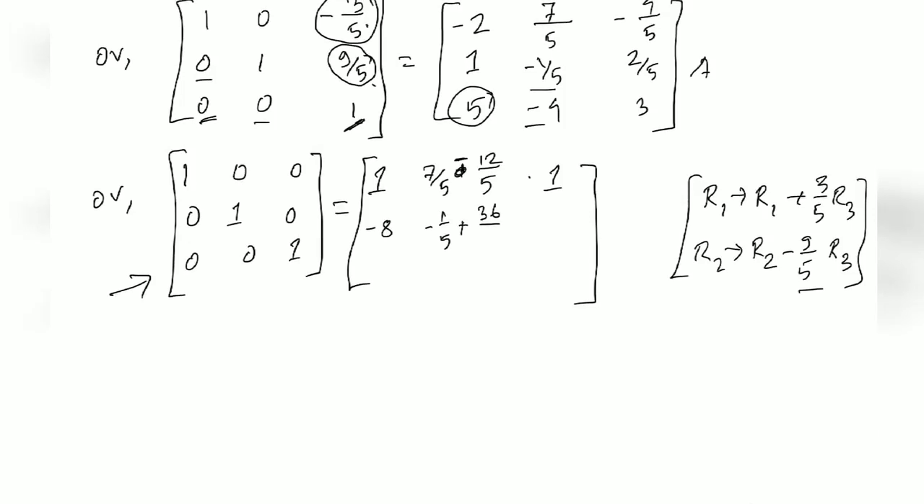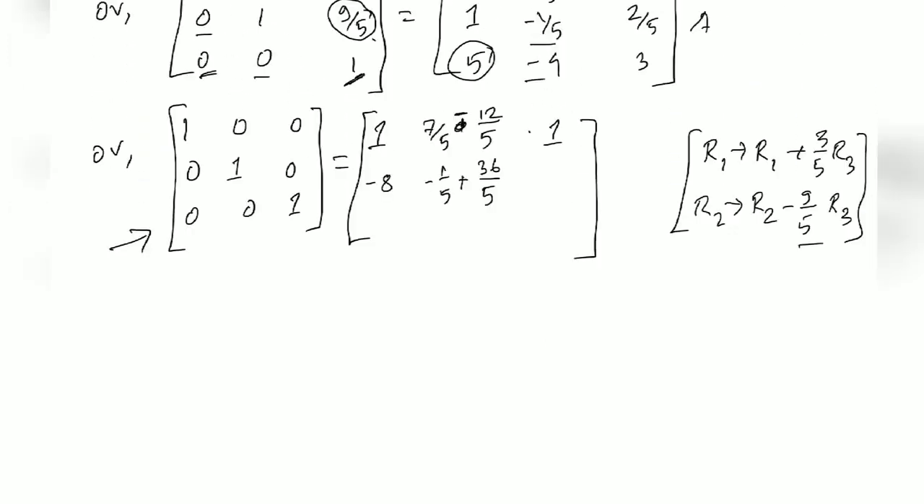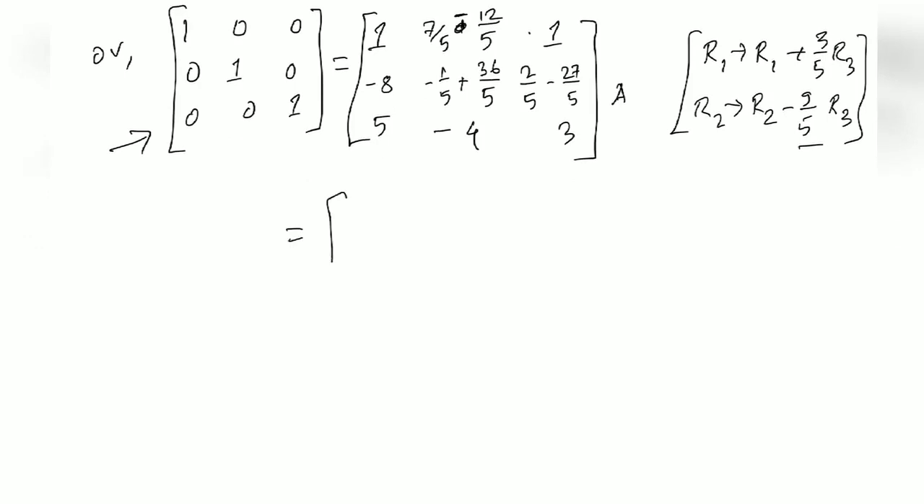Okay, let's write this down. Sorry again. So now here we have 2 by 5 and minus 27 by 5, and R3 doesn't have any change, so write it down in a simplified form. Here you have minus 1, 1, and here minus 8, 7, and here minus 5, 5, minus 4, 3, and A.